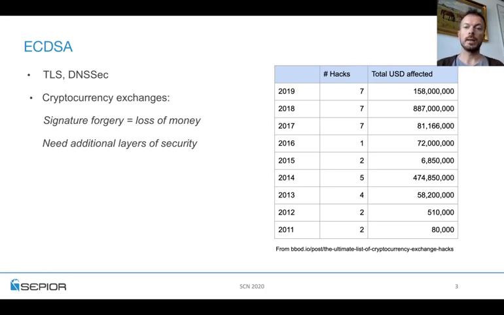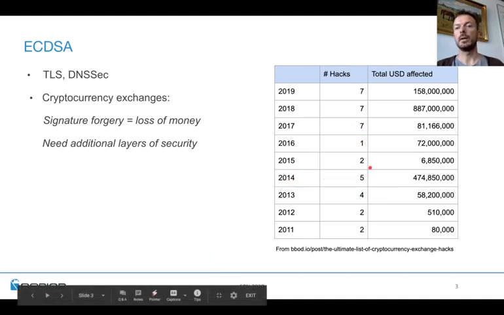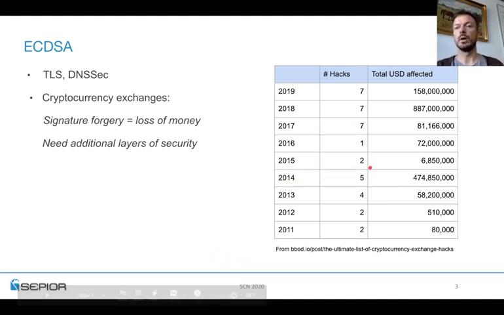And here on the right, I just included a table that I got from the internet, where someone tried to summarize the total amount of money affected by hacks in cryptocurrency exchanges in recent years. If you compare this amount to the amount of money that has actually existed in cryptocurrencies, this is quite a big fraction. So what we can see here is that there is obviously a need to add additional security to cryptocurrency exchanges, in other words, we need an additional layer of security.